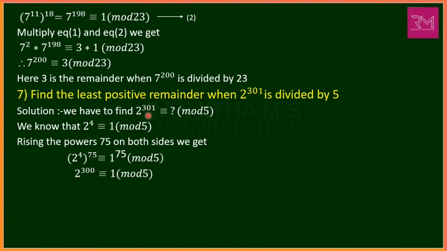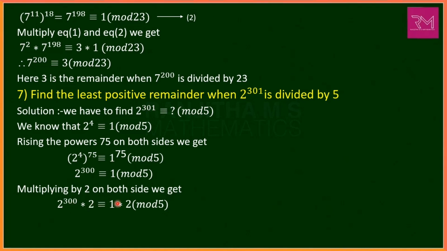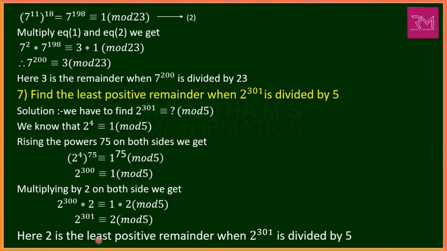Here we have to find 2 power 301. To achieve that value, we have to multiply throughout this congruence by 2. We get 2 power 300 into 2 is congruent to 1 into 2 mod 5. On the left hand side the bases are the same, so if we add the powers we get 2 power 300 plus 1, which is 301, congruent to 1 into 2 mod 5. Therefore we get remainder 2. Therefore we can conclude that 2 is the least positive remainder when 2 power 301 is divided by 5.